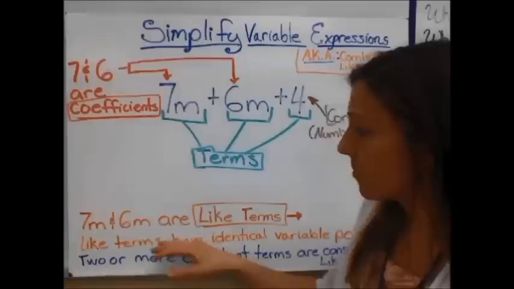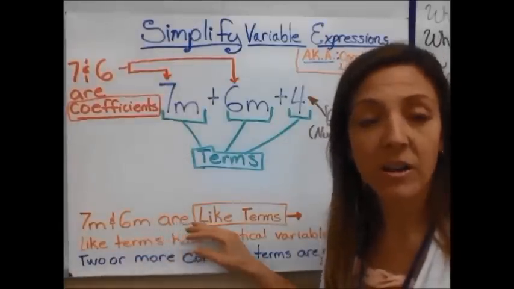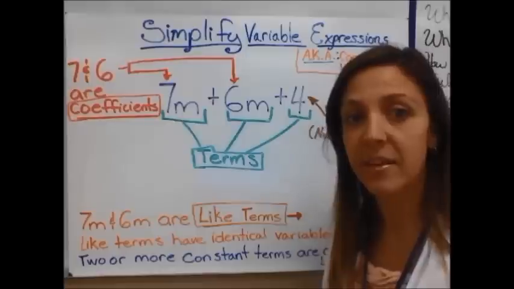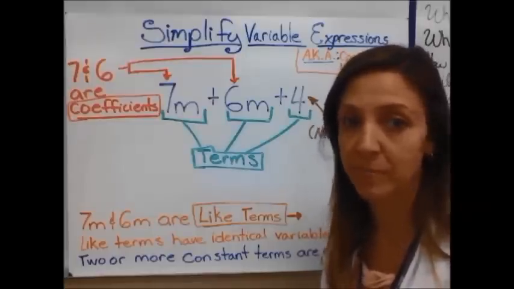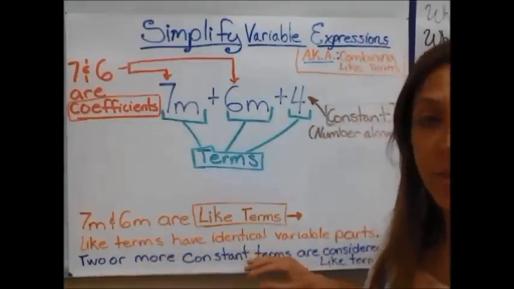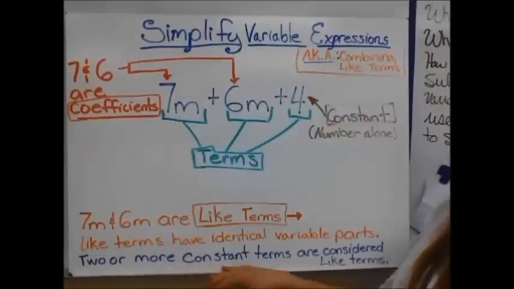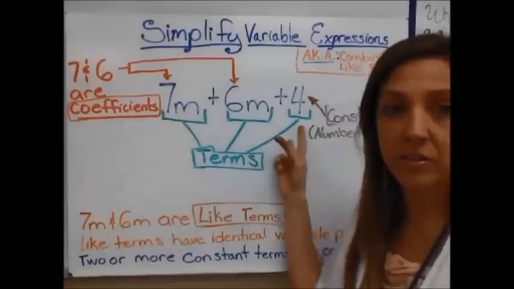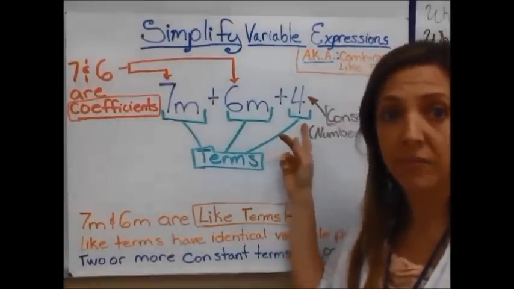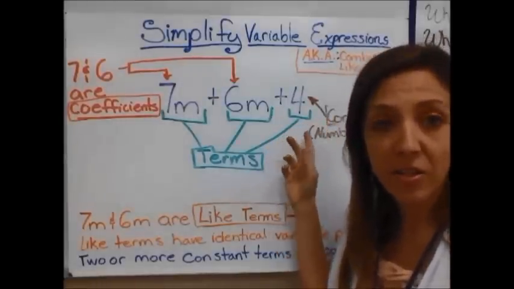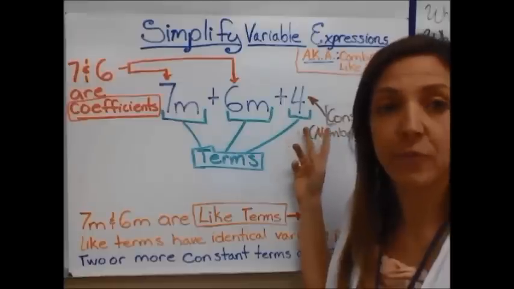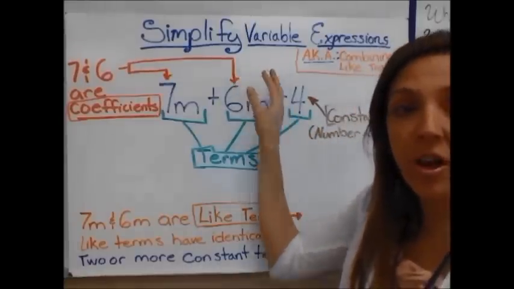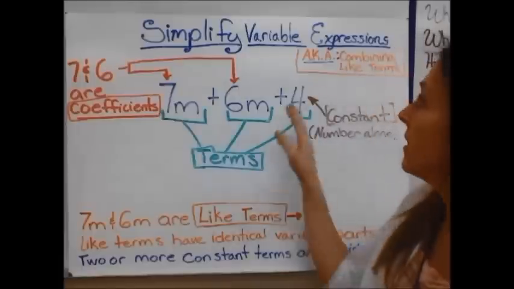And 7m and 6m are considered to be like terms. And like terms are terms that you can actually add together. So I can add 7m and 6m together to get 13m. Like terms have identical variable parts, or 2 or more constant terms are also considered like terms. So if I had another constant term here besides 4, like if there was a plus 3, then the 3 would also be a constant term, and I could add the 4 and the 3 together to get 7. All right, simplifying variable expressions is also known as combining like terms.